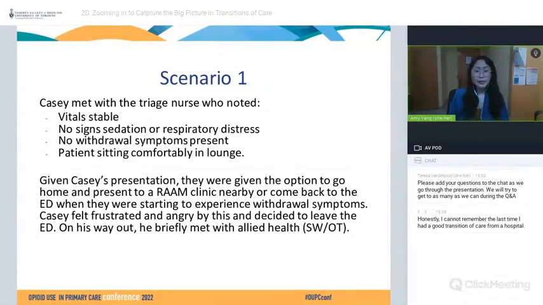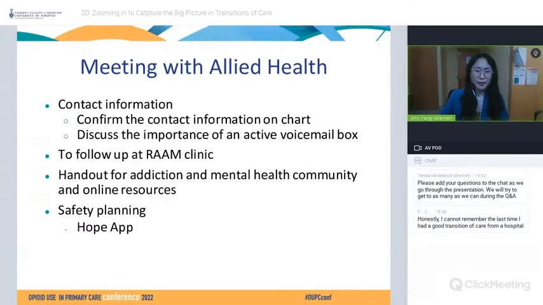On his way out, he briefly met with the Allied Health, who can be a social worker or occupational therapist. In this brief visit, the Allied Health focused on strategies to enhance the patient engagement element of transitions of care. So first, the contact information on chart was confirmed. Then a very simple yet practical question was asked.